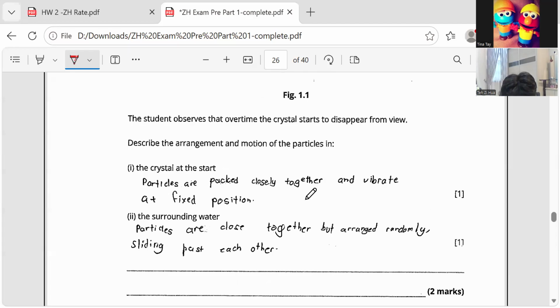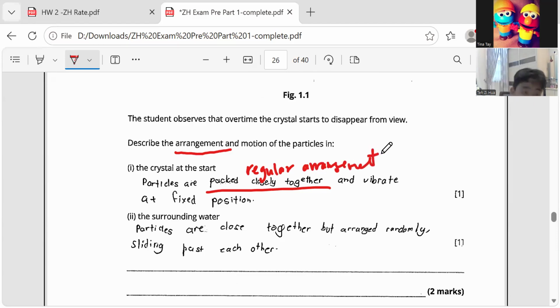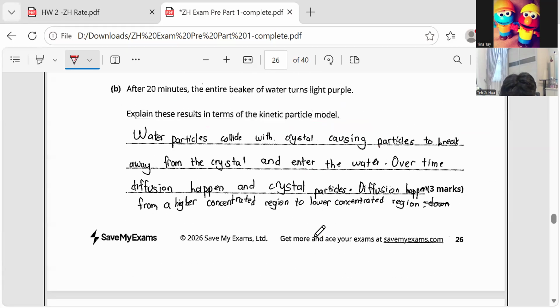Because they are quite closely together. ZiHua, arrangement is not packed closely together. Arrangement is regular arrangement or lattice arrangement. Okay, do you understand? Yes. Closely packed is not an answer. Okay, particles go together. Okay, can be arranged randomly slightly. Okay.